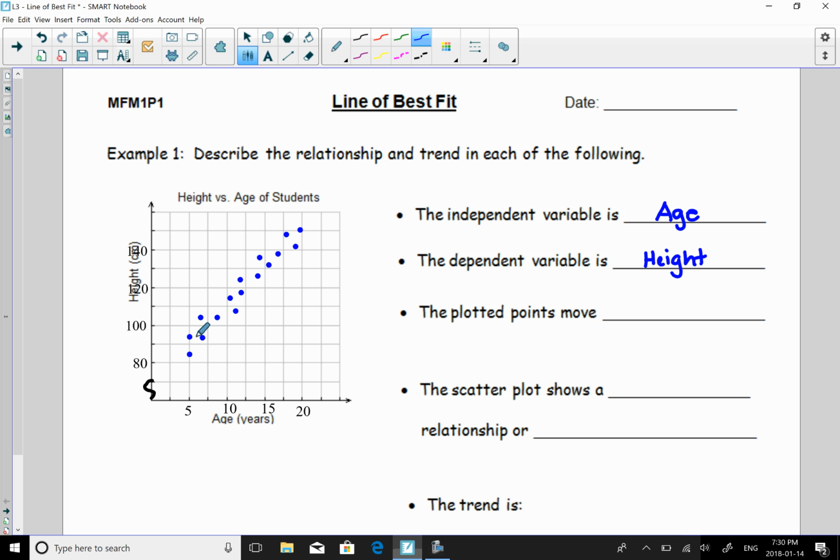When you look at the trend of the points, the way I read it is from left to right. You'll notice the points are going up to the right. This scatter plot shows a positive relationship, or we can call it a positive correlation.